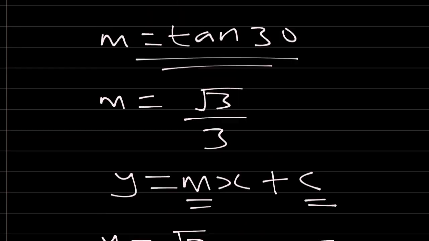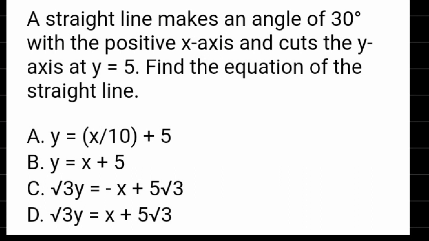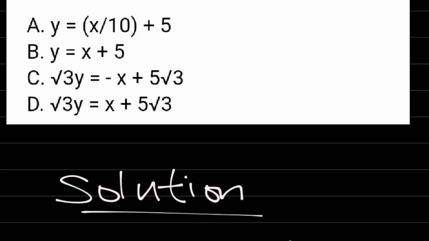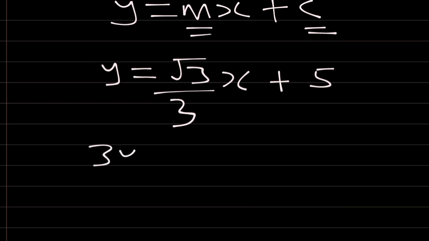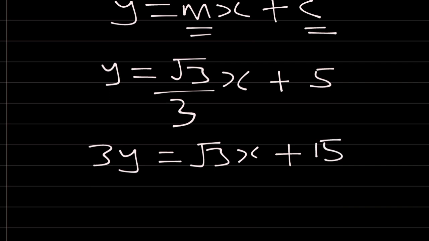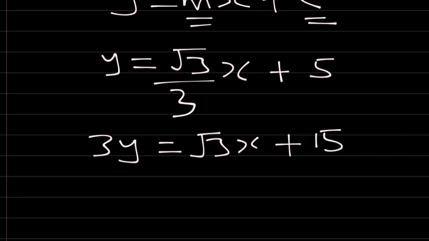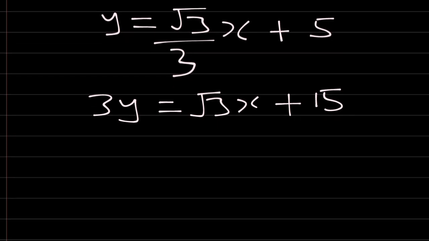But if you check the options now, there's nothing like that. There's nothing related to that. So you have to work more on your answer for you to be able to see what is equal to your answer in the options. Let's keep on working on this. Let's multiply through by 3. I have 3 times y, that is 3y, is equal to root 3 x, then plus 3 times 5, 15. And if you check again, this is still not in the options. Okay, let's divide through by root 3.